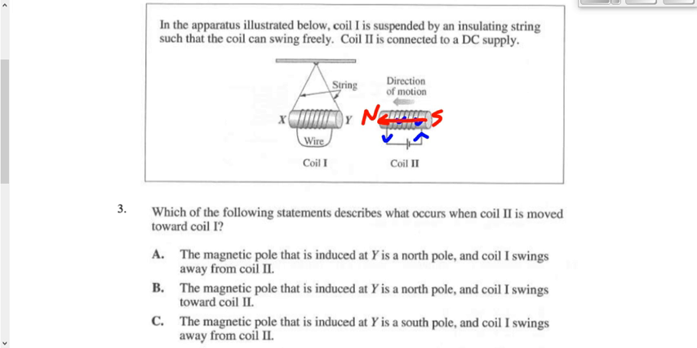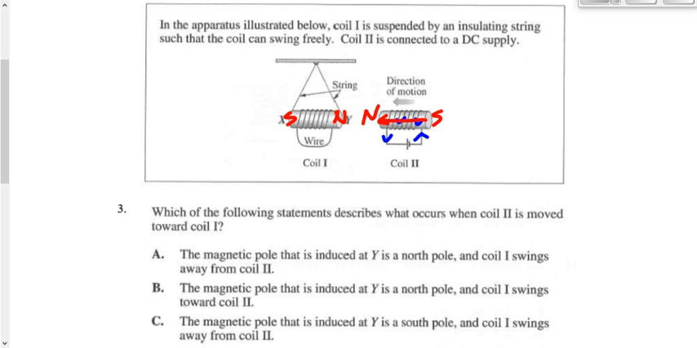If I'm moving it to the right, and I've got a north pole going to the right, then what's the polarity of coil 1 going to be? To oppose the motion, side Y has to be north, and this has to be south. Now, if I was pulling this away, then side Y would have to be south to attract it to oppose the motion. But that's not what's happening here. So that is north, and that is south.